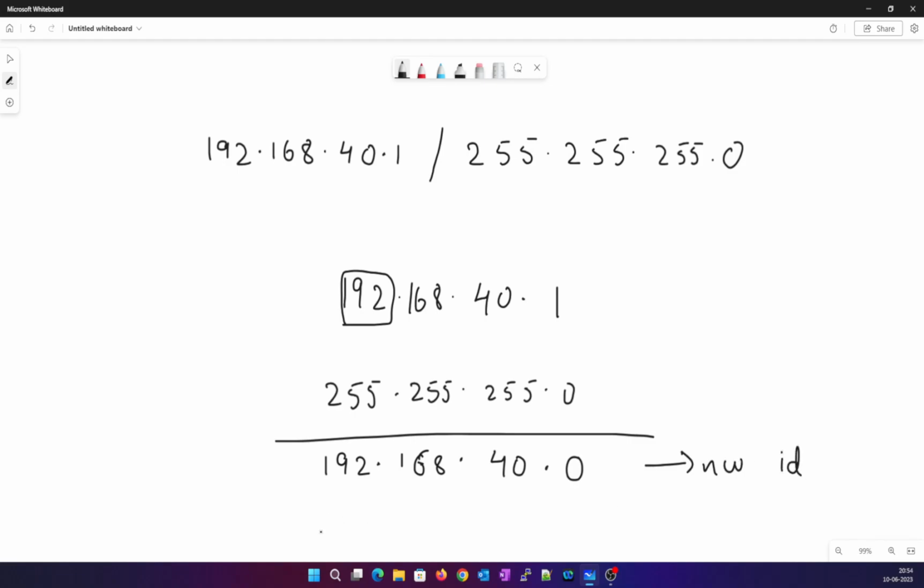And if you need to find out the broadcast address, all you need to do is convert these zeros to 255. This will become your broadcast ID or broadcast address. So this was very easy, right?